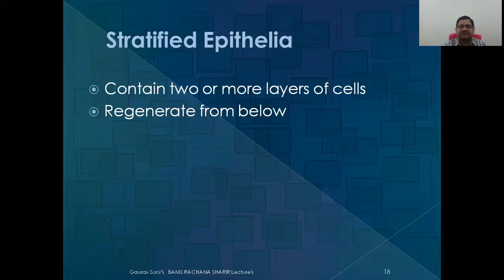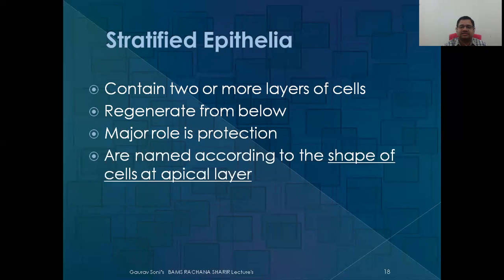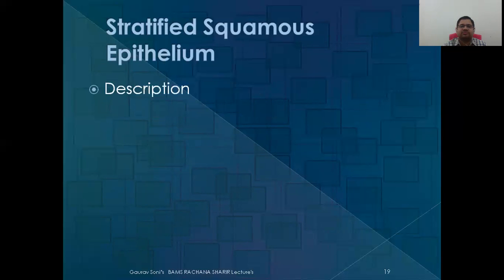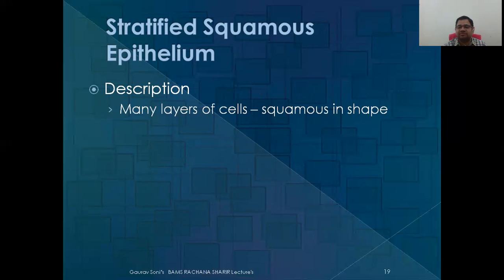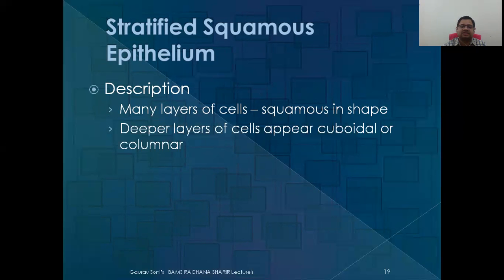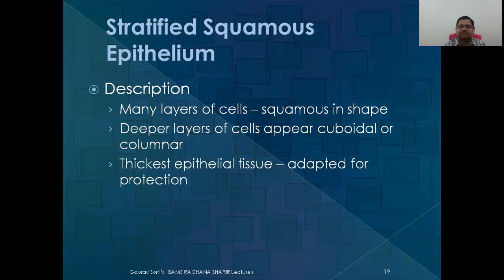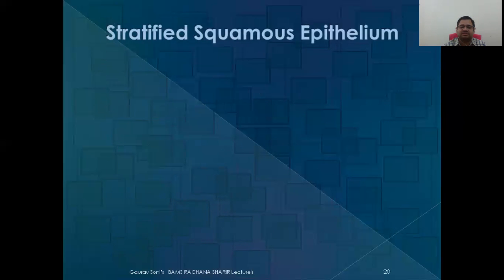Next comes the stratified epithelium. It contains two or more layers of cells. It regenerates from below. The major role is protection basically. They are named according to the shape of the cells at the apical layer. So the first one is stratified squamous epithelium. It has many layers of cells because it is stratified. The apical cells will be squamous in shape. Deeper layers of cells appear cuboidal or columnar. It is the thickest epithelial tissue, adapted for protection.